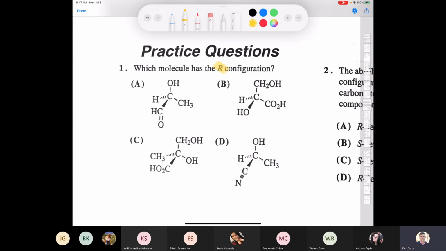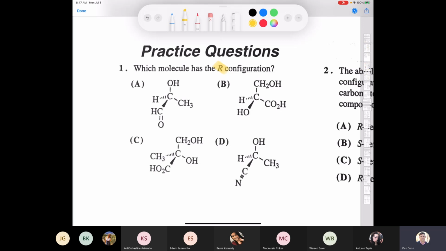Does anybody have an idea which one of these might be R? I'll wait till somebody gives the answer. I'm just going to grab a drink of water. All right, cool.